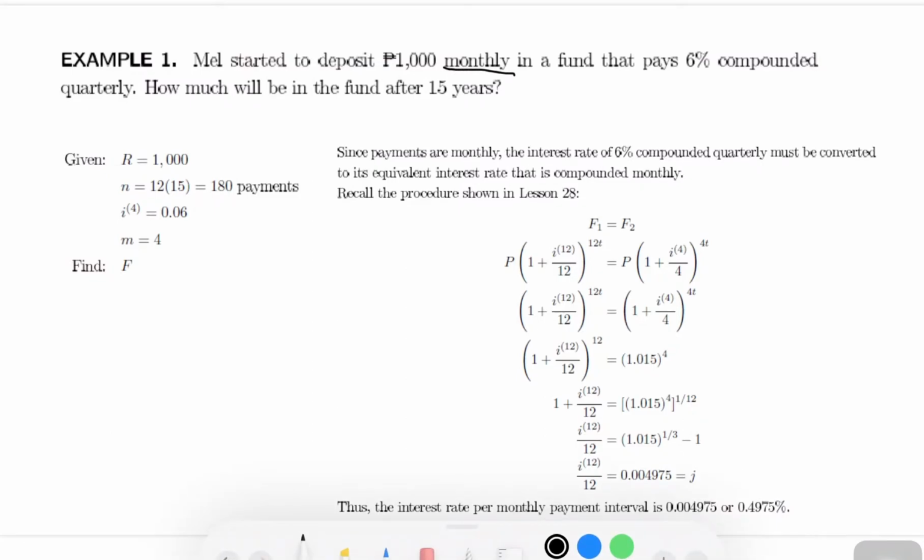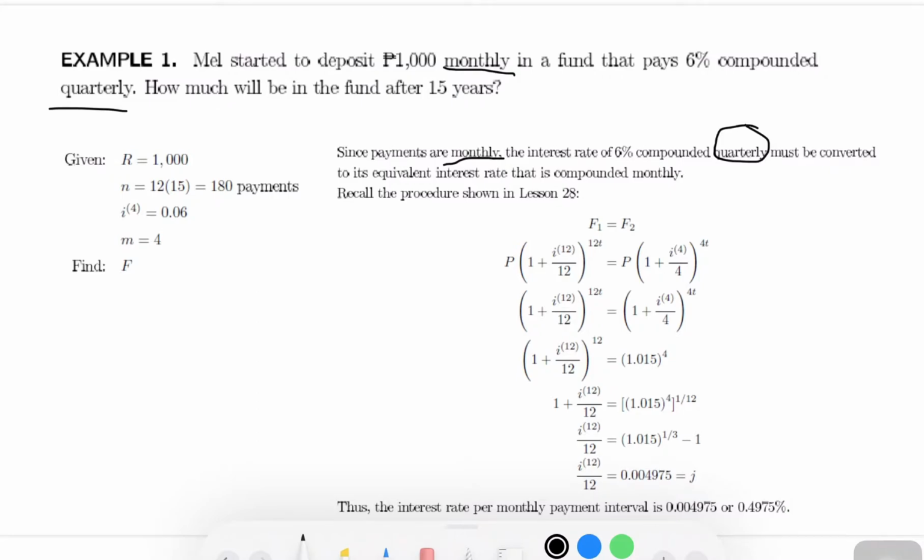For example, Mel started to deposit 1,000 monthly in a fund that pays 6% compounded quarterly. How much will be in the fund after 15 years? Since the payments are monthly, and the interest rate of 6% is compounded quarterly, they are not the same.